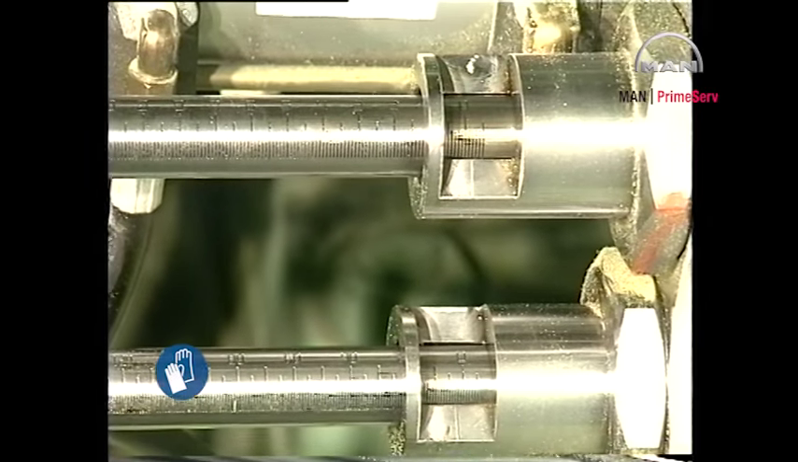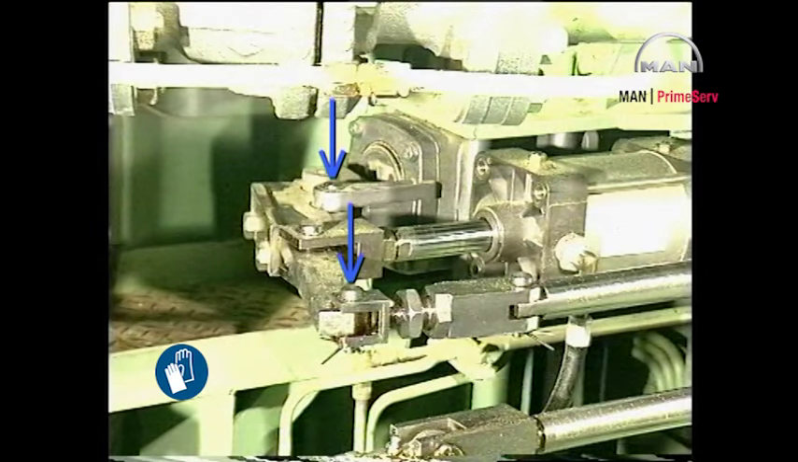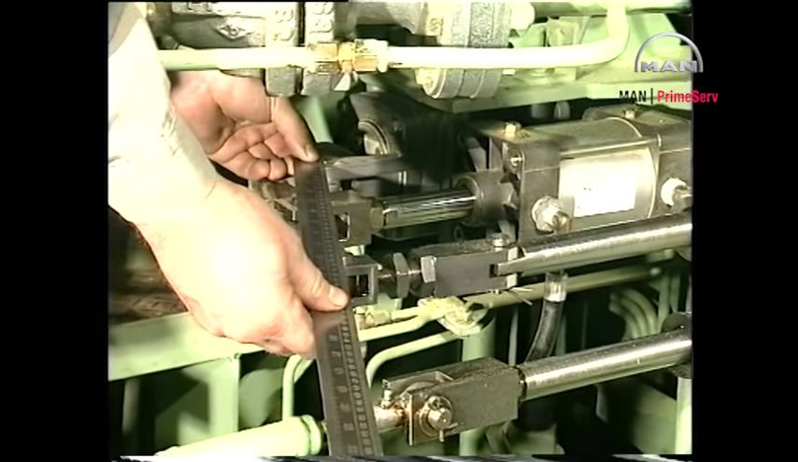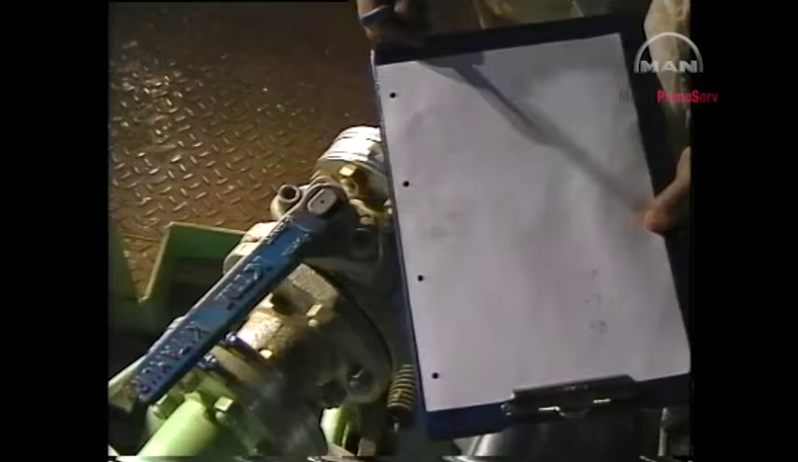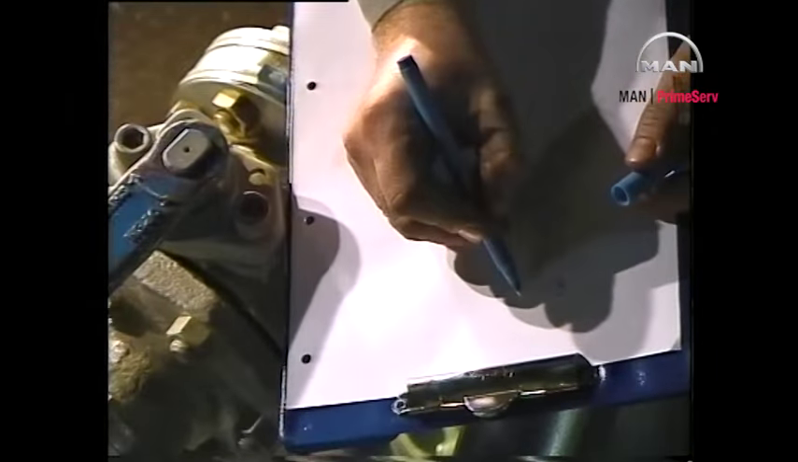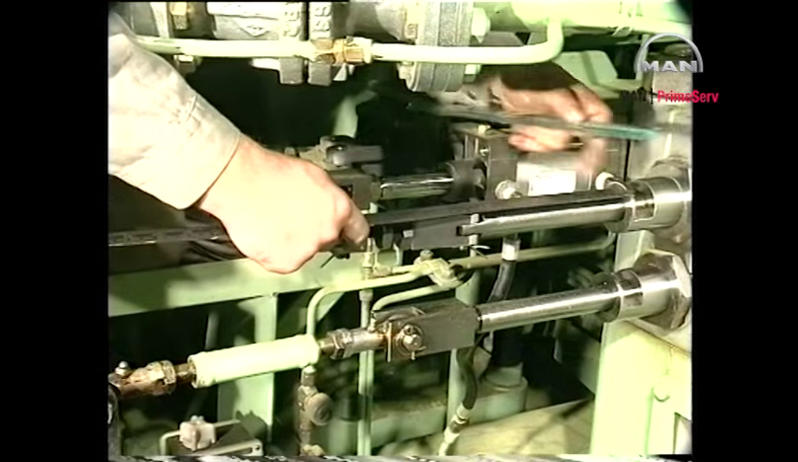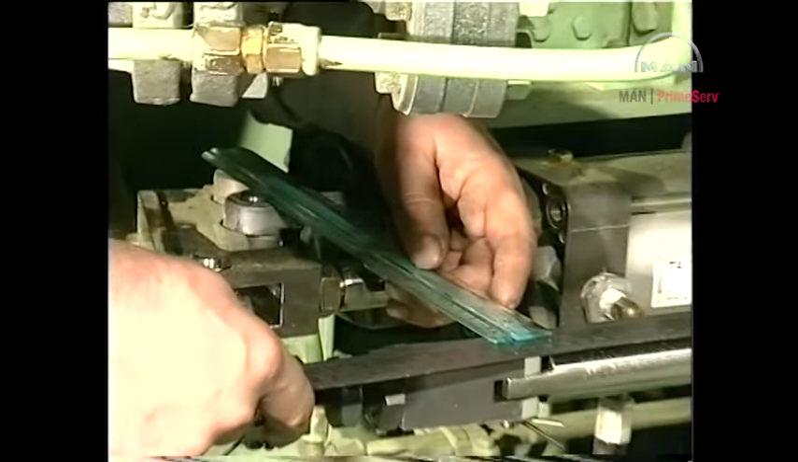Make sure that the VIT index is set at zero. Measure distance R between the two pivoting points. Note down the result. Measure distance L between the pivoting point and the center line of the VIT rack. Note down the result.